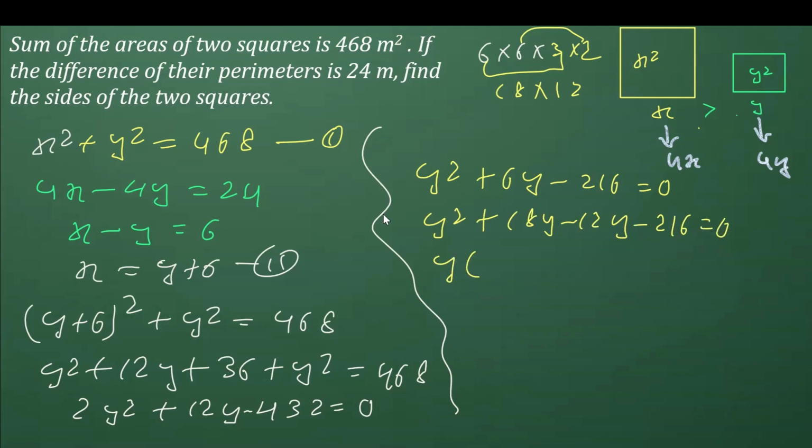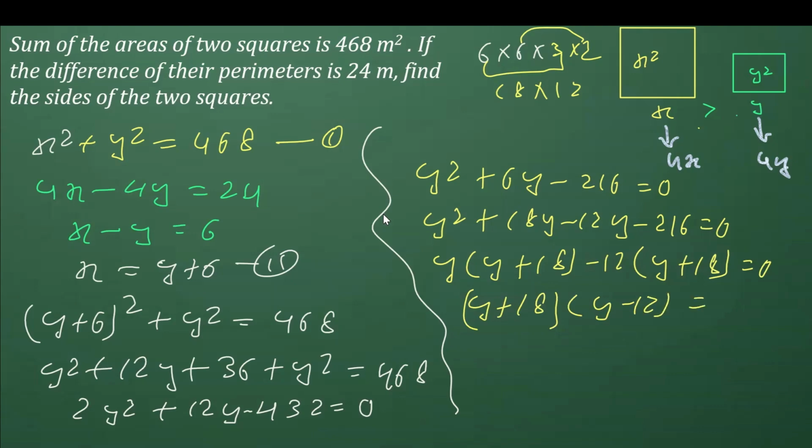Now you can see y is common from the first two terms, so y plus 18. And from the other, I can take 12 common, so that should also give you y plus 18 equals 0. So we have two factors, y plus 18 and y minus 12 equals 0. Equating this with 0, we get y as minus 18, and equating the other with 0, we get y as 12. So clearly, this is a dimension and cannot be negative, so only this is correct. But then what we have to find out is the sides of the squares. We got the side of one square, so we need the other also.